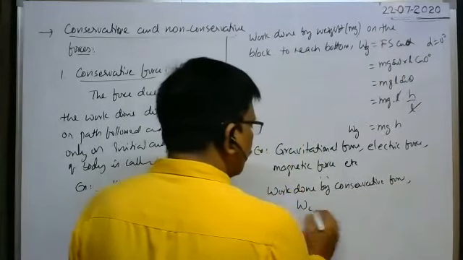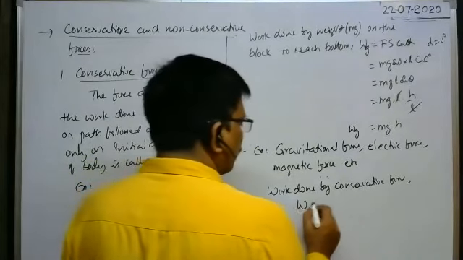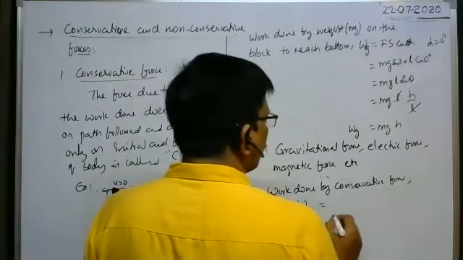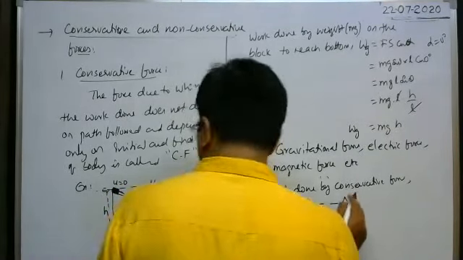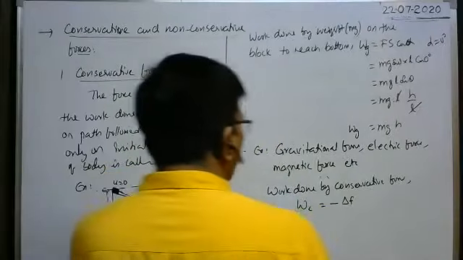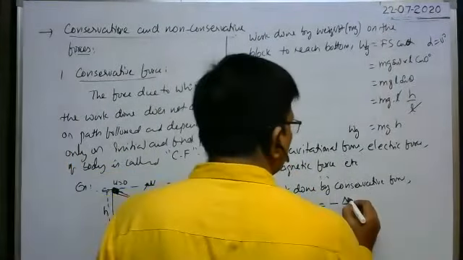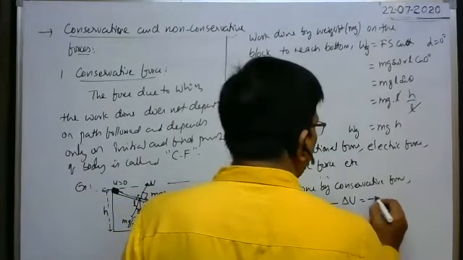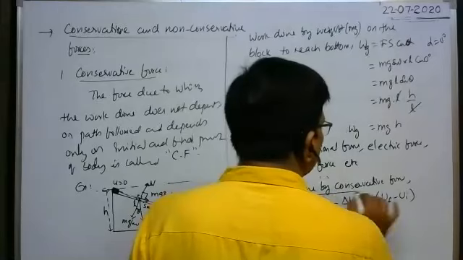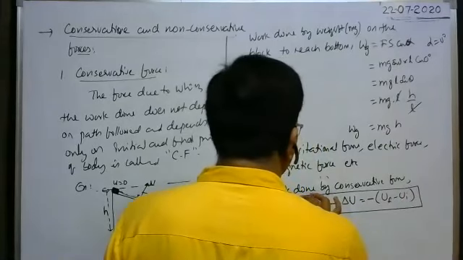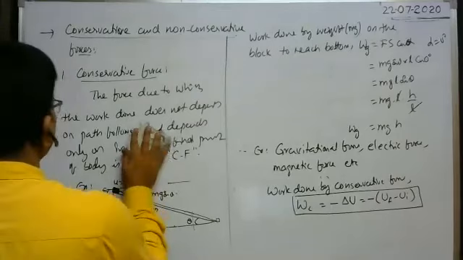work done by conservative force, WC, conservative means C, is equal to minus of change in potential energy of the body, minus delta U, you write, change in potential energy of a body, that is equal to minus of final potential energy minus initial potential energy of a body. So related to this note point we have to discuss.